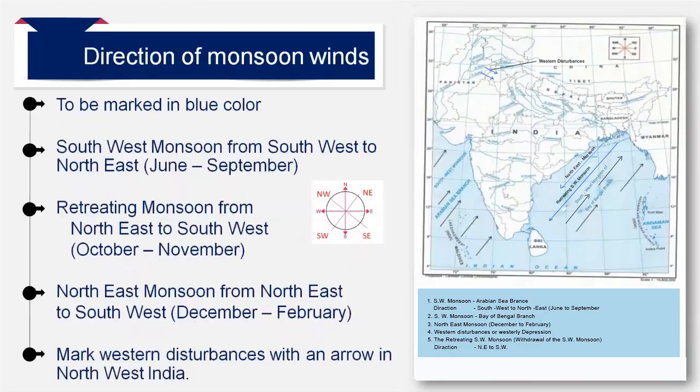The arrow showing retreating monsoon from northeast to southwest must point towards Tamil Nadu as it gets rainfall by retreating monsoon during winter. The northeast monsoon arrow must point towards eastern coast from northeast to southwest. Western coast gets rainfall by southwest monsoon winds from southwest to northeast during summer. You must be particular about their direction.